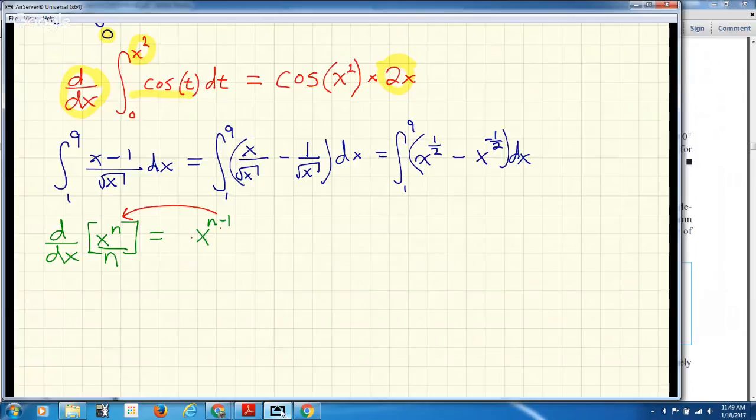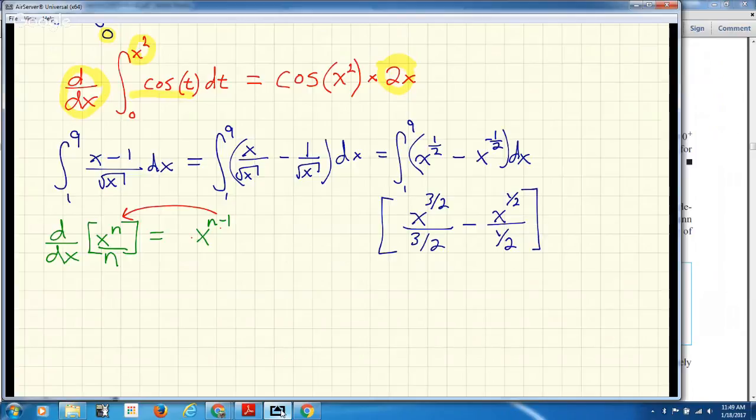x to the 1/2 would be to increase that by 1. So that would give me x to the 3/2. And then I'll have to divide by 3/2. Minus increasing 1/2 by 1 would give me x to the positive 1/2, and I'll have to divide by 1/2. And then I still have to evaluate the boundaries.